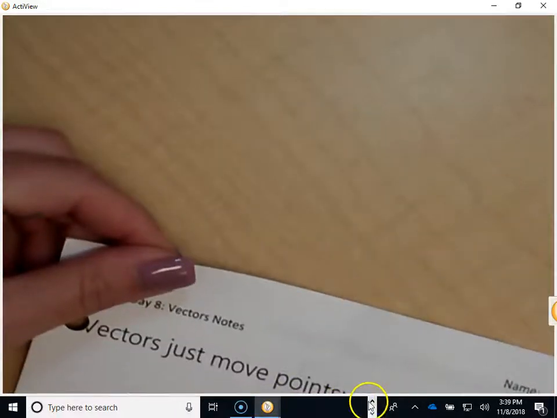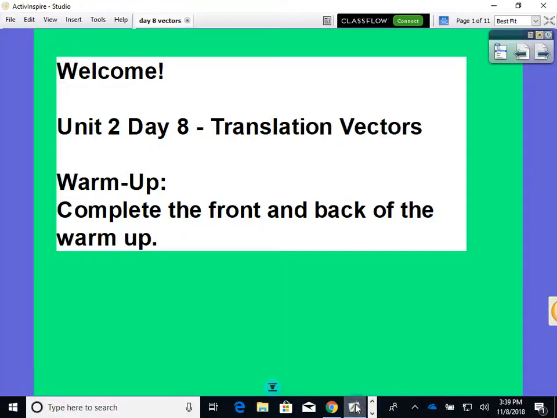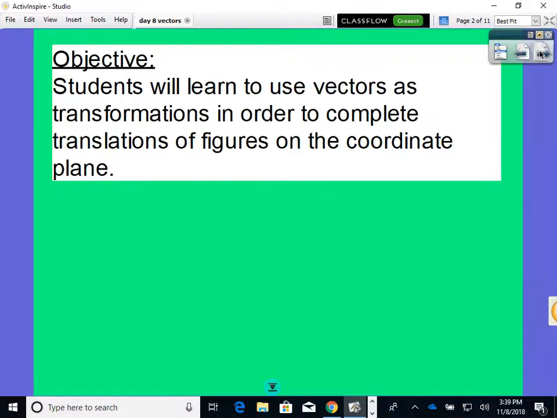So moving on to our notes. Let's see what our objective is for today. We will learn to use vectors as transformations in order to complete translations of figures on the coordinate plane. What that means is we're going to translate them. There'll be an arrow on the images on our graph that'll tell us how they want us to slide that image, or they can give us the notation for it and we figure it out that way.